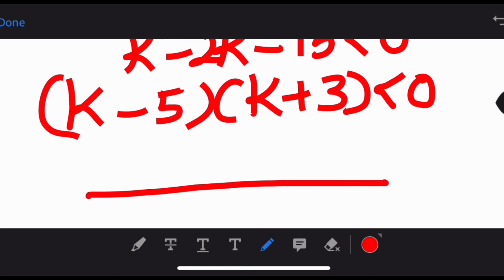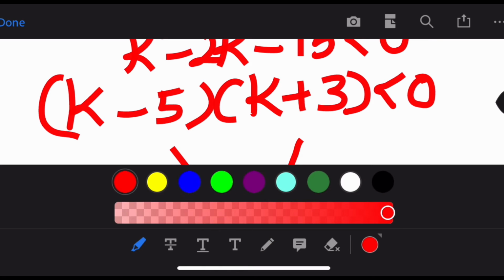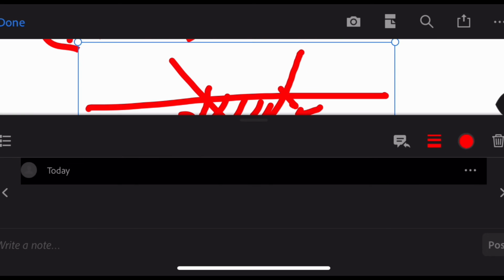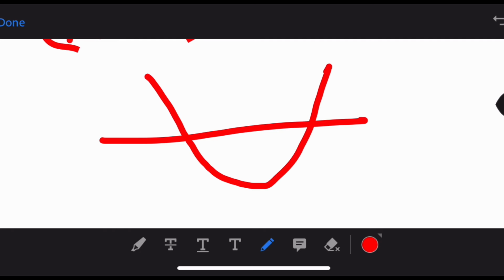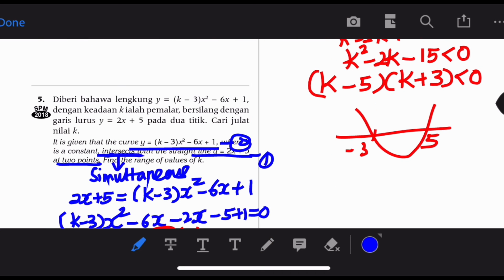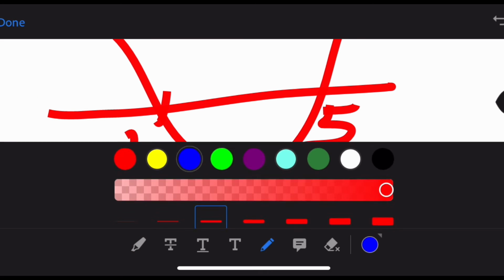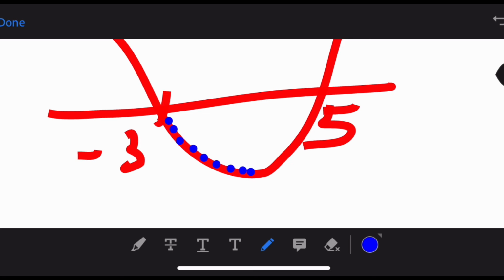Normally we just sketch, because the U shape, stick to positive U shape always. So less than 0 should be here, right? It means that the y is negative. Okay, again, the y is negative. This is -3, this is 5. So the y is negative from here to here. All the y values in this part are negative, right?